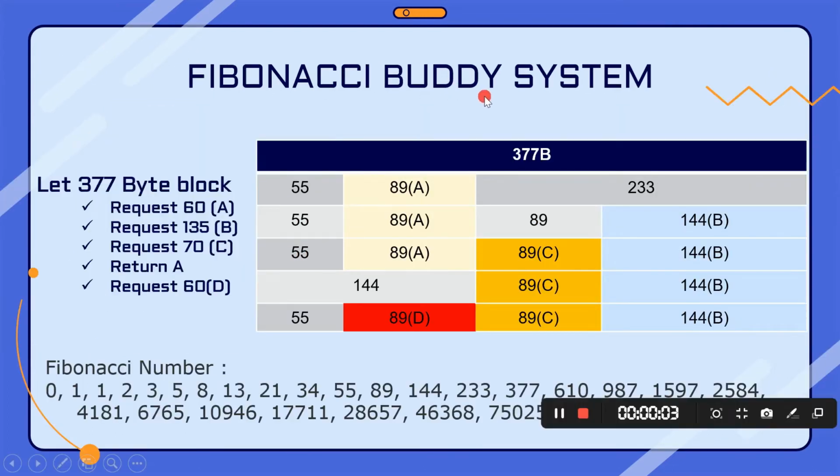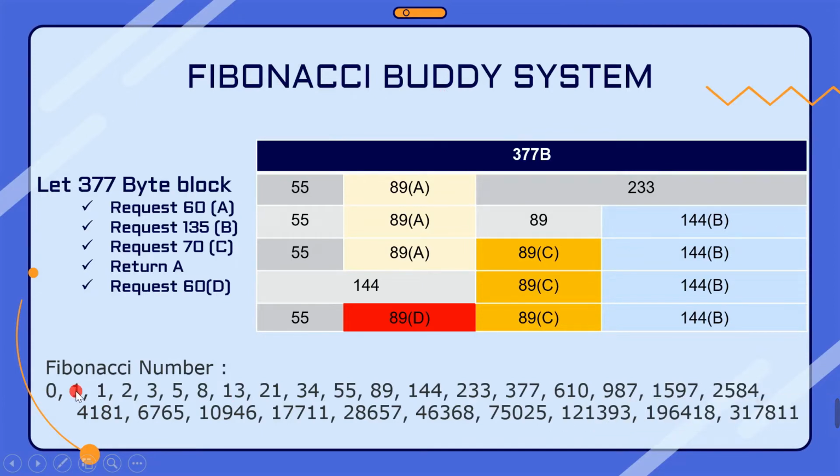For the Fibonacci buddy system, it has its own numbers. To determine the Fibonacci numbers, we just add 2 numbers to get the next number. For example, 0 plus 1 will get 1. 1 plus 1 will get 2. 2 plus 1 will get 3. Okay, here it has a 377 byte block.